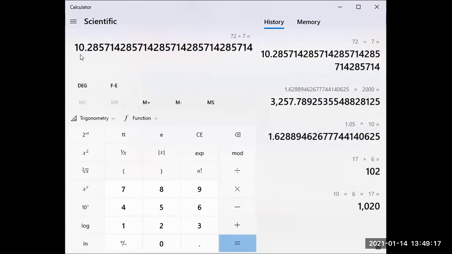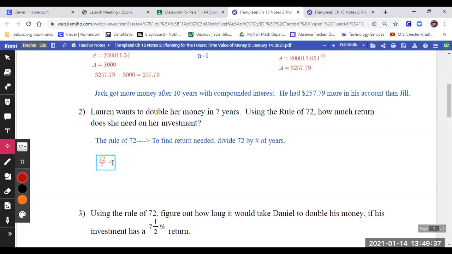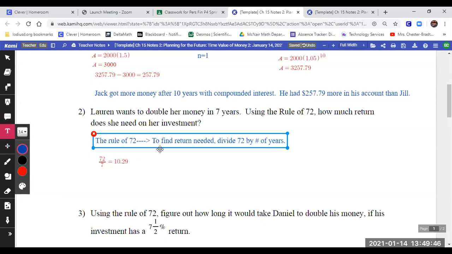Okay, so I want 2 decimal places. What would my answer be? I want 2 decimal places, so what would my answer be? Because it's a percent. Okay, switching back, this would get me 10.29. And then we just formulate our sentence.